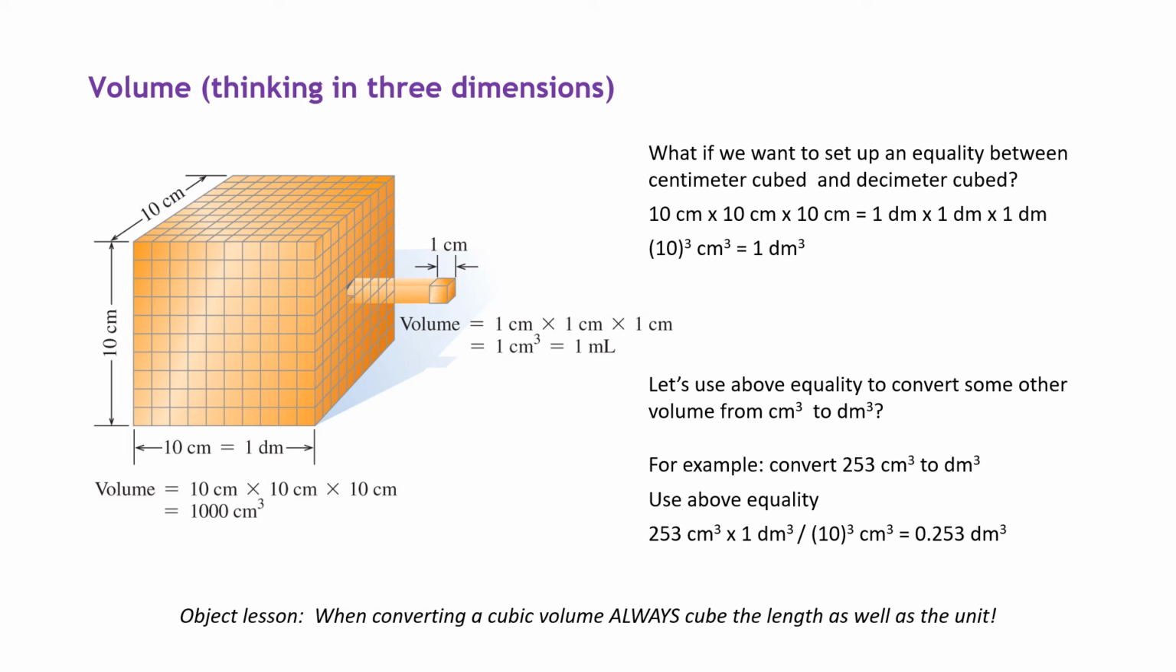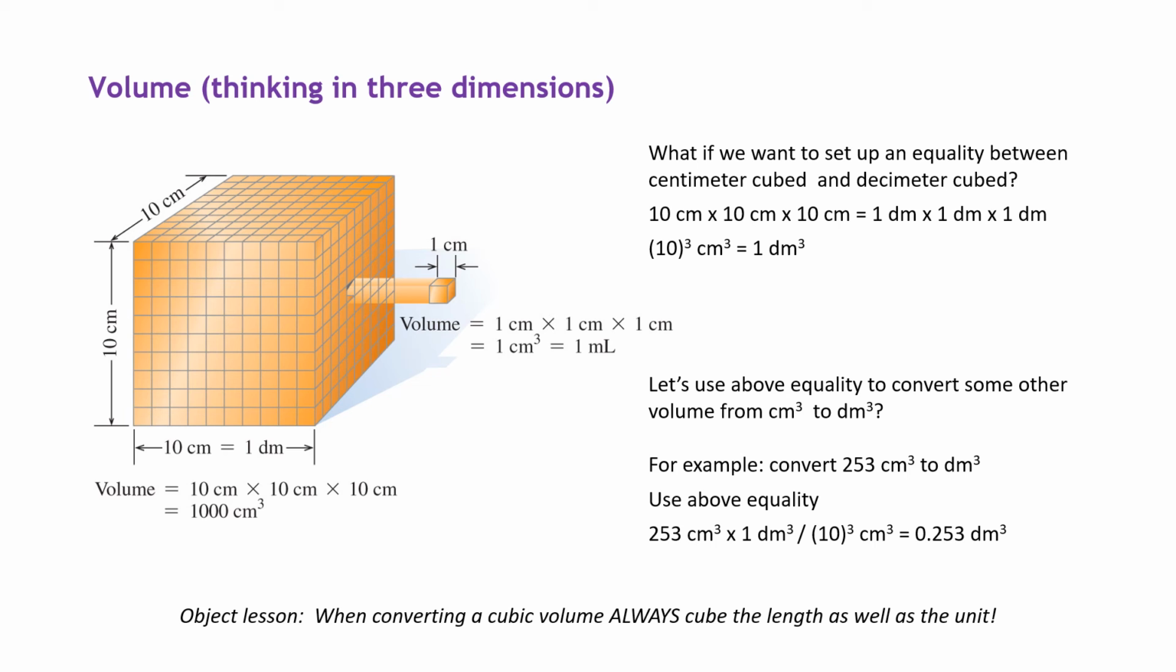Well, we use the equality we just defined above, and we say 253 centimeters cubed times 1 decimeter cubed over 10 to the third centimeters cubed. Notice that our centimeters cubed cancel, we're left with decimeters cubed, and we get an answer of 0.253 decimeters cubed.